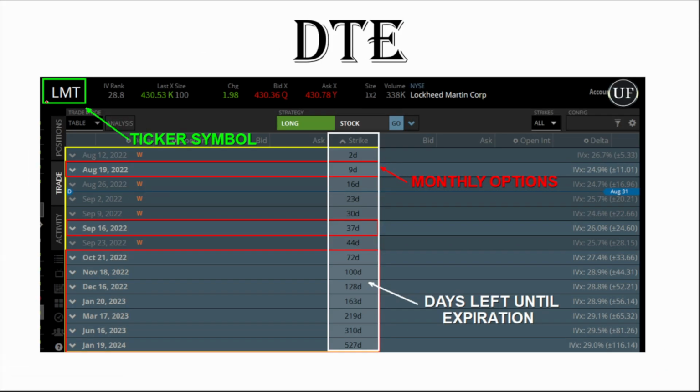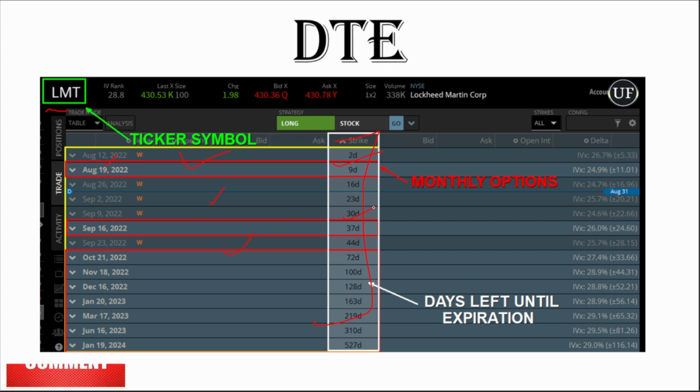Using the ticker symbol LMT, Lockheed Martin Corporation, we see all the monthly option contract expirations highlighted in red, which are those three here. The highlighted columns in white illustrate the days left in the option contract until the expiration date. In this case, 19th of August 2022, 9 days; September 2022, 37 days, at the time that this video was recorded and this presentation was put together, okay?